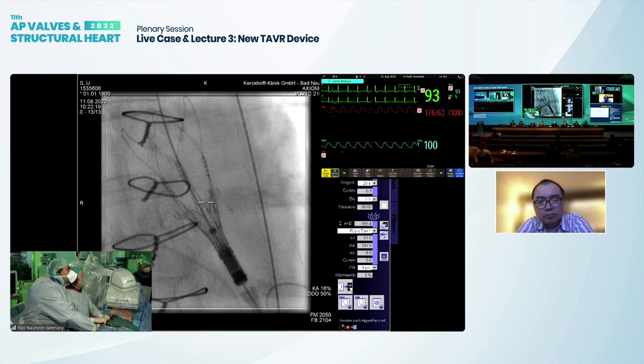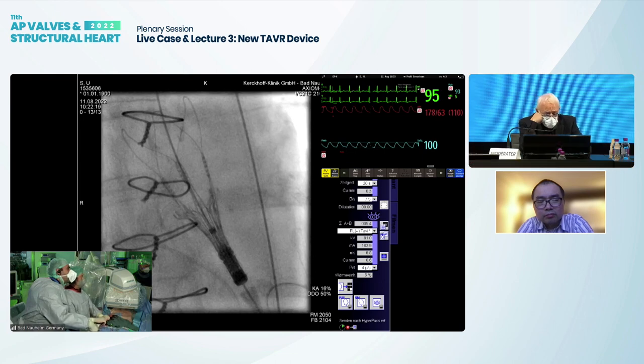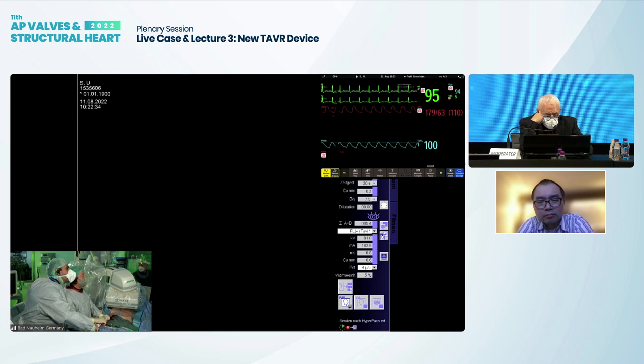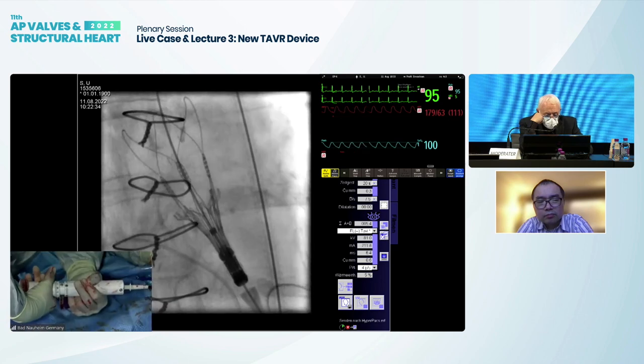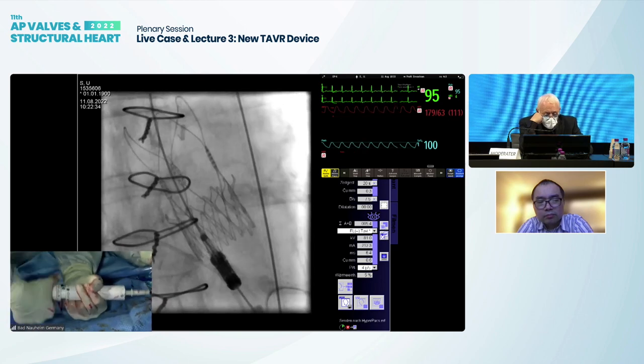Or the wire, the surgical wire, no? Yeah, no wire. I mean from the sternotomy. Oh, okay. Yeah, that's right. Yeah. Okay, and we will just release the valve. Okay. Yeah. So remember, this is okay.